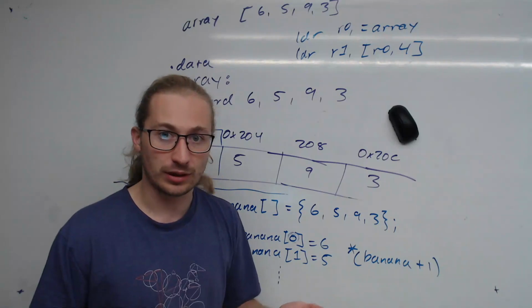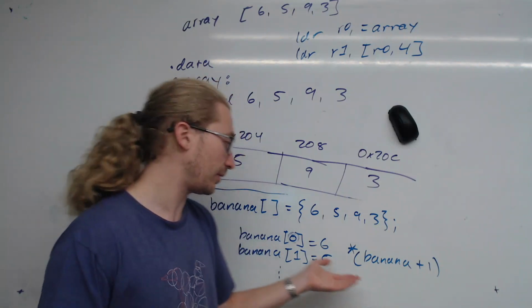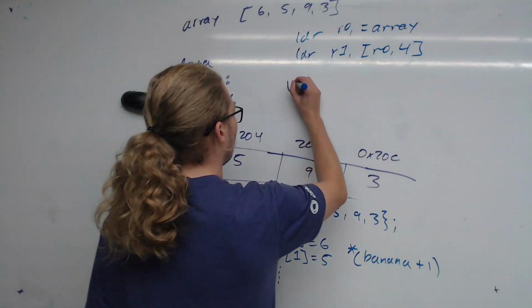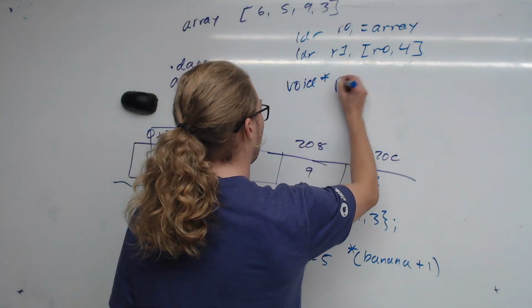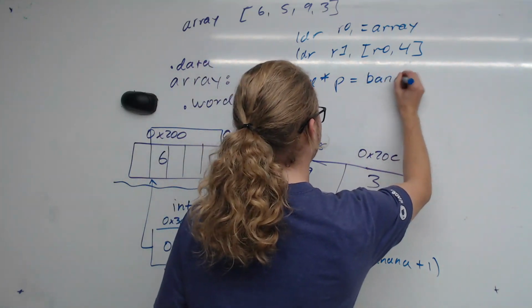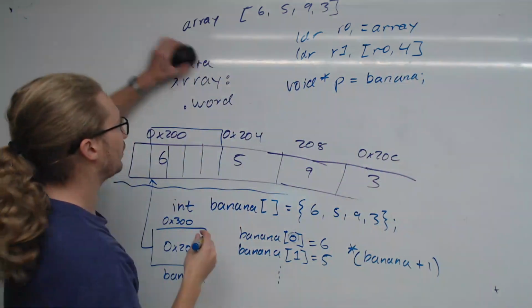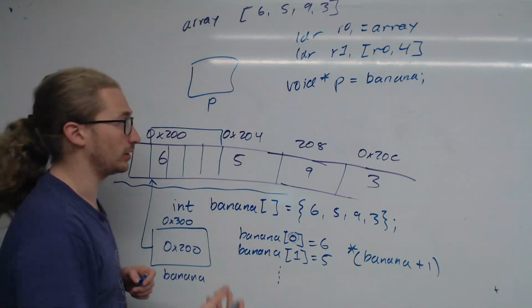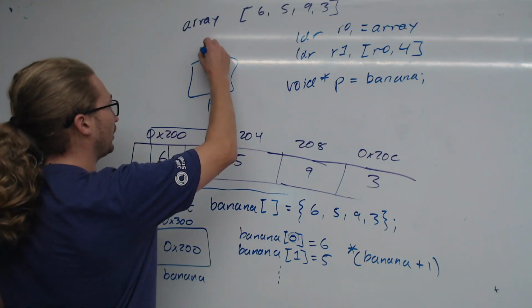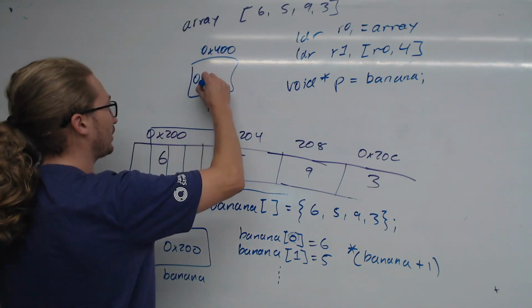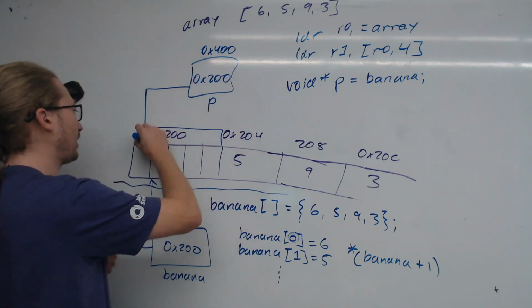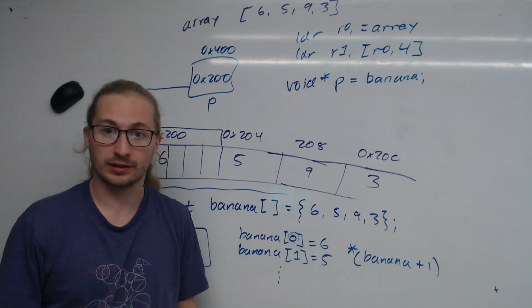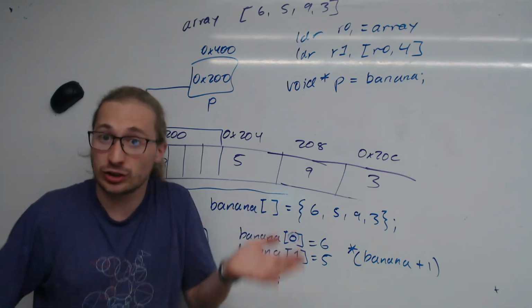Now, this can get tricky if you don't know the thing that you're pointing at, and these are called void pointers. So in C, I could declare void pointer P to be equal to banana. What this would give me is a new box. The name of this variable is P. It lives, I don't know where it lives, let's say 0x400, and it contains the number 0x200, which points to the start of the array. A void pointer is special. It's a pointer that doesn't know the type of the thing it's pointing at. It's just a memory address.